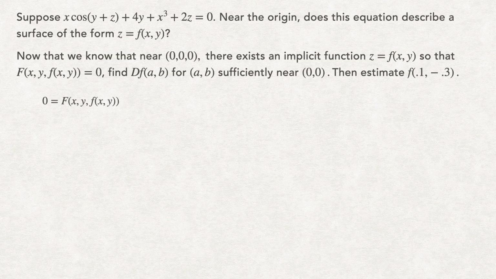Capital F, remember, was defined on all of R3, but what we can say is that near the origin, if I substitute in for z this function little f of x and y, it sends capital F to 0. Capital F is not necessarily always 0. Remember that unit circle example, it could be positive, it could be negative. What's special about our function little f is that it sends capital F to 0. That's how we pick the z values to go with the x and y values.